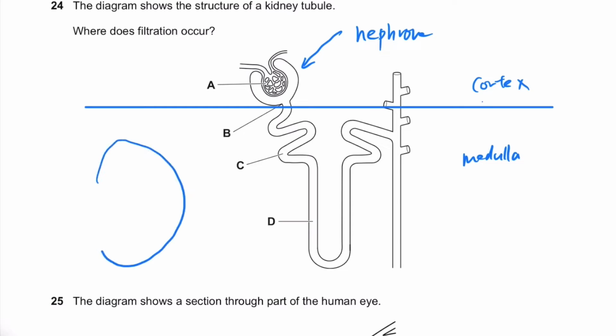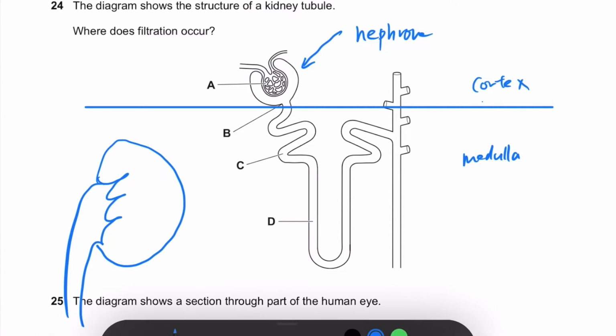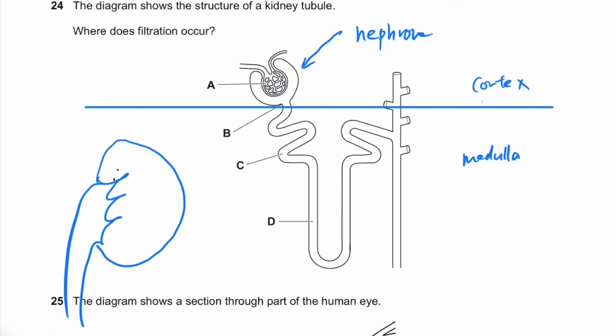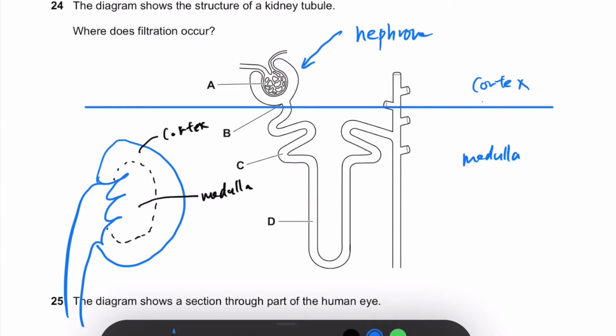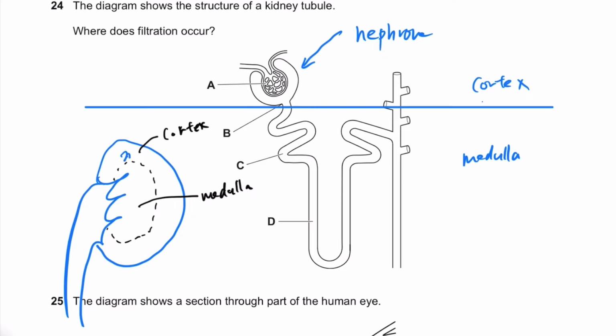So if you look at the kidney, start with the drawing. So this is cortex. The outer part is cortex. The inner part is called medulla. And these nephrons, they lie in between the cortex and the medulla. I've actually drawn this very, very big. It's actually a lot smaller than that.